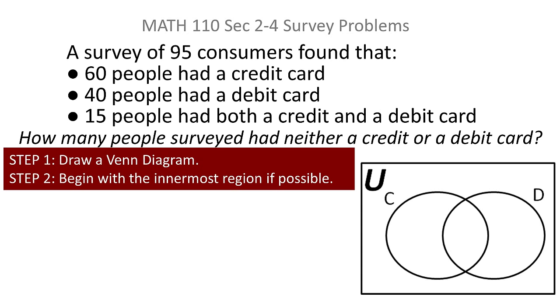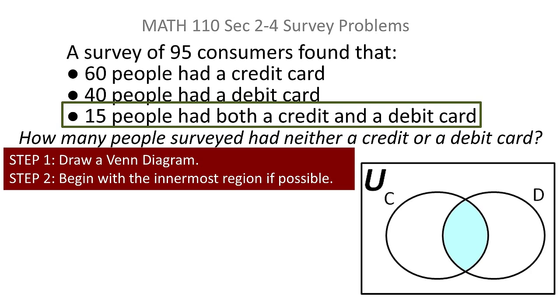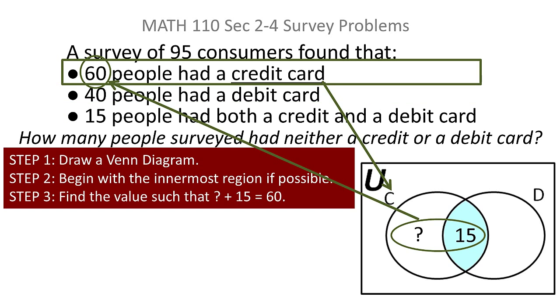So after I draw my Venn diagram, I want to start on the innermost region. If I can possibly know that number, that's where I want to start. I always look to the center if you can. And I do know that. My survey results came out that 15 people had both, so I put that in. And then you work your way out. I also know that 60 people had a credit card. Now remember, that means that there are 60 people inside of that circle C.